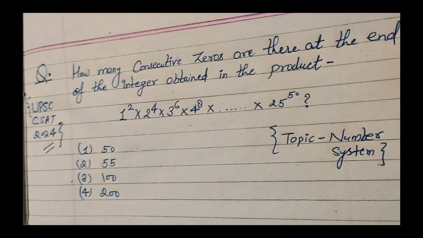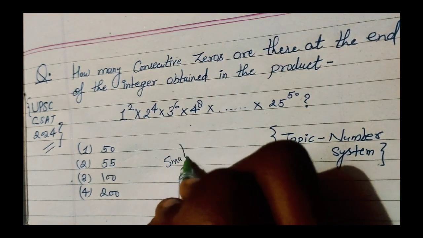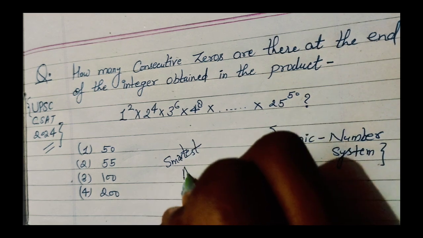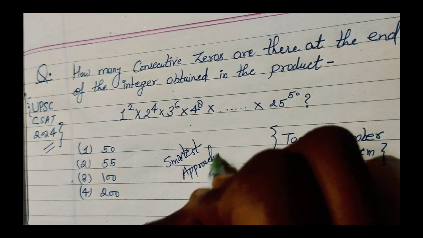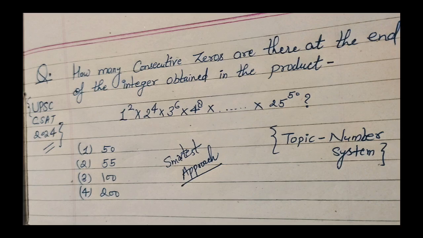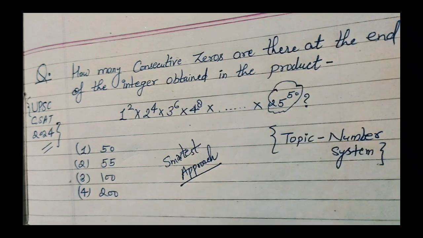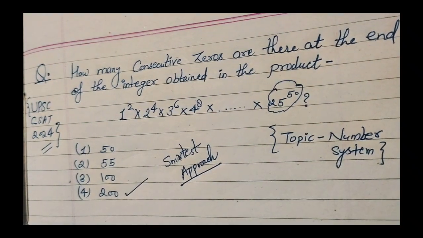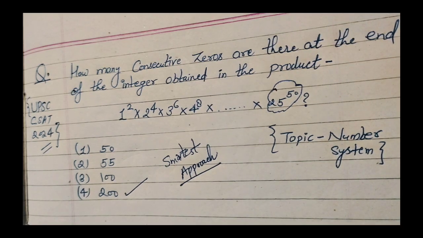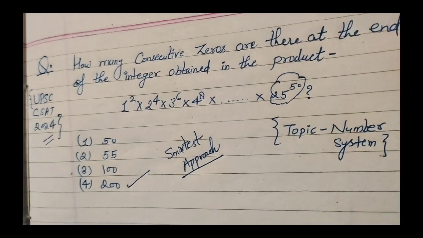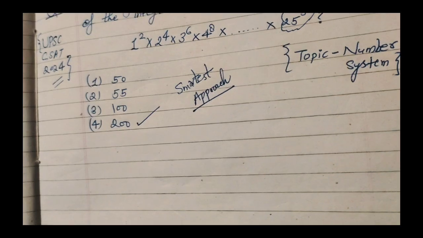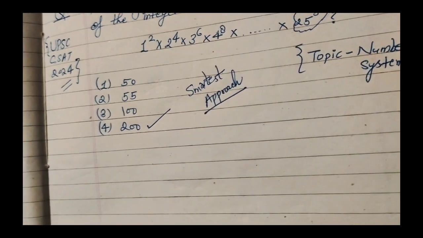So if I am discussing the smartest approach for the question, then if you are familiar with this concept, clearly, as you read the question, you are also solving it. Whenever you see 25 to the power 50, you should get the answer 200 in a second or maybe 2 seconds. So let's discuss how I am able to get this. I'll share the solution with you, so okay, let's check the solution.